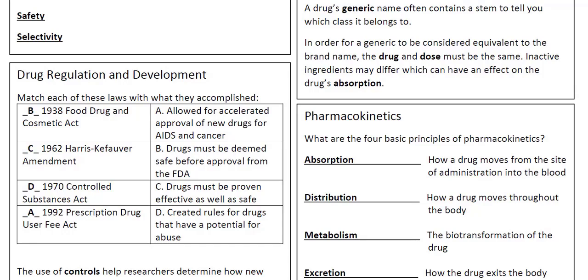The next law I'd like to talk about is the 1992 Prescription Drug User Fee Act. It allowed for accelerated approval of new drugs for AIDS and cancer. The FDA takes a very long time to approve drugs, and medications were needed quicker than that process allowed for these serious illnesses. In 1997, the FDA Modernization Act expanded this to cover other serious illnesses and created other rules regarding clinical drug trials.